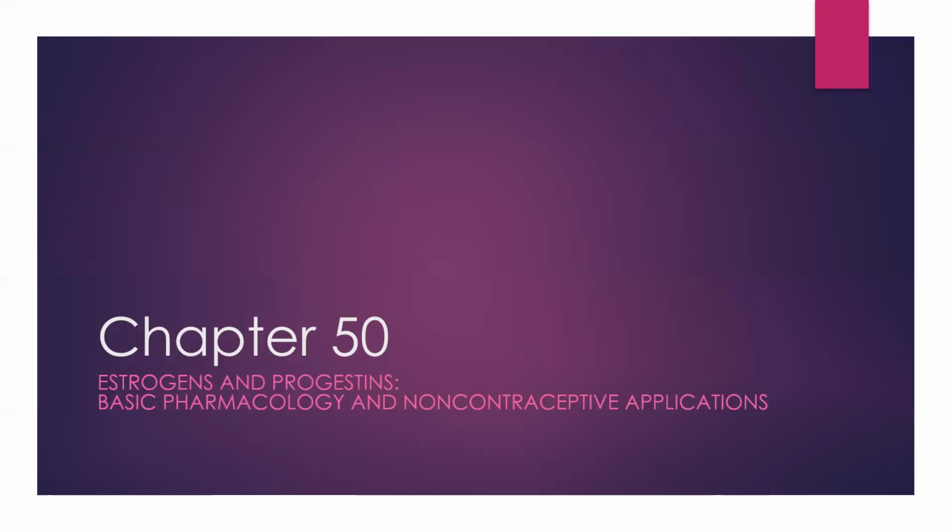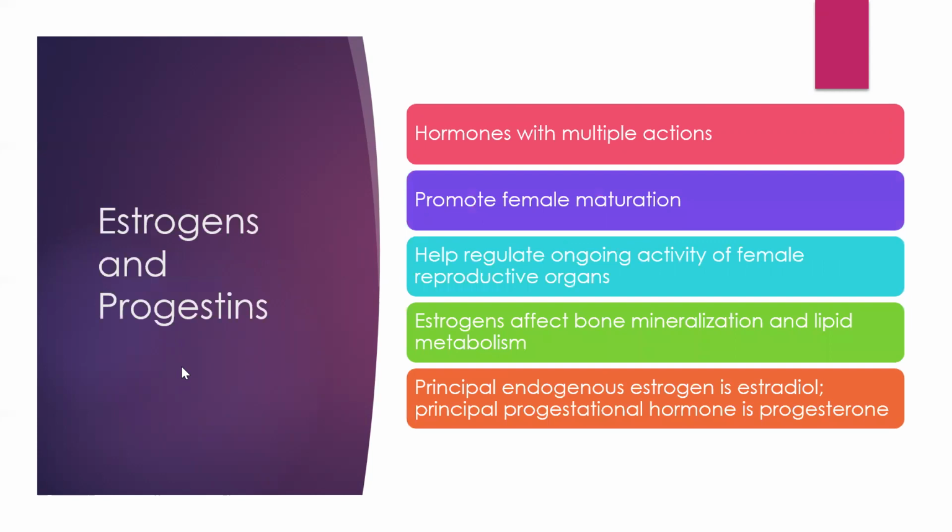All right, then we have estrogens and progesterones. So we're going to use these for a variety of conditions. What's the main one that we'll use in primary care? Contraceptive, yeah. So estrogens and progesterones, or progestogens, are hormones with a couple of different actions. For females, they are going to promote maturation and help regulate ongoing female reproductive organ activity. They also help with bone mineralization and lipid metabolism. The principal endogenous estrogen that we produce is estradiol. The principal endogenous progestational hormone is progesterone.